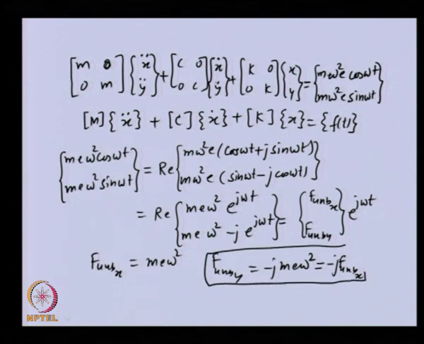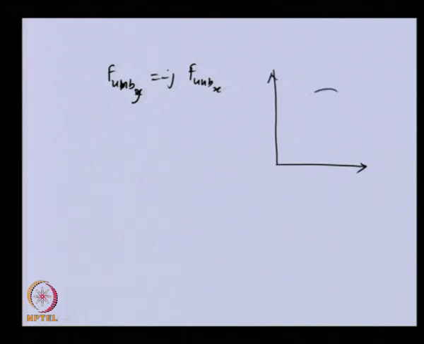For this particular case, this is valid only for one particular direction of rotation of the rotor, the relation which we obtained in the previous slide, that is f unbalance in y direction is equal to minus j f unbalance in x direction. This is valid for a particular direction of the axis and the direction of the rotation. So, in this particular case, this is x and y direction. Rotor is whirling in counterclockwise direction.